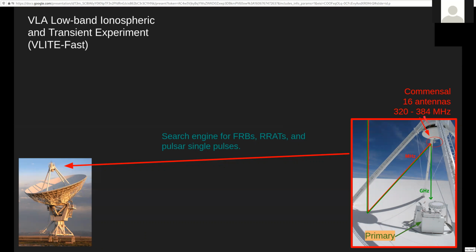and this is why it's a fully commensal system at the hardware level. We have this system on 16 antennas, and they offer a bandwidth from 320 to 384 megahertz, in the P band.